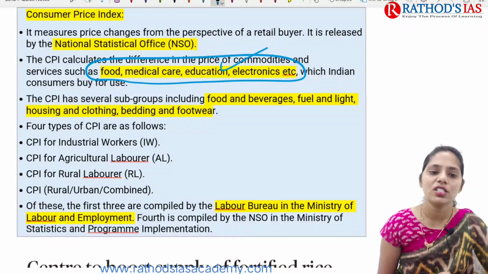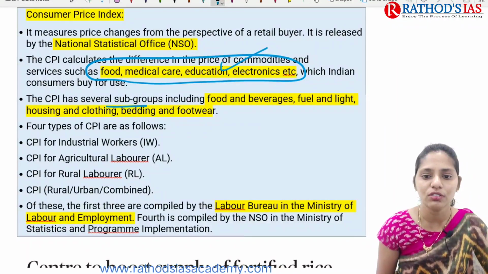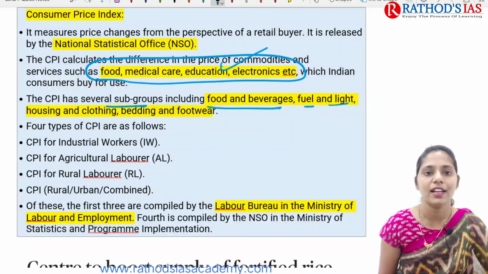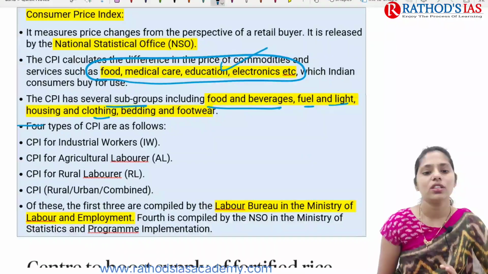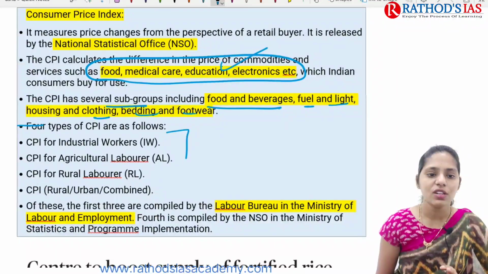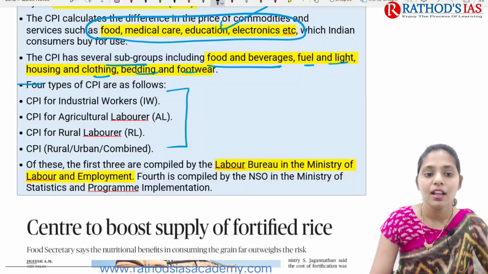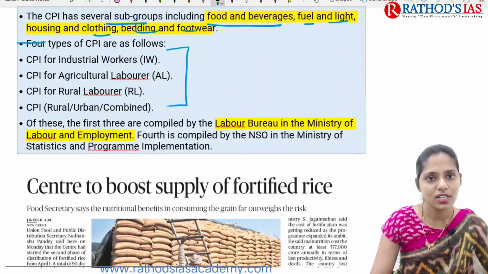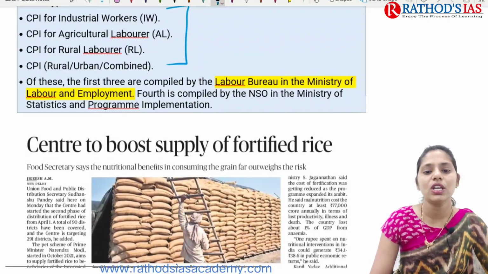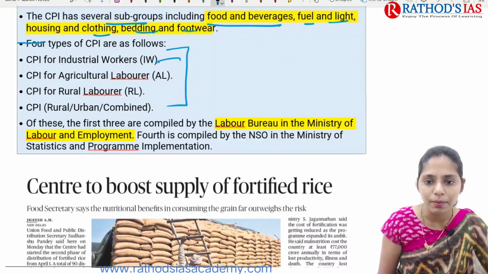CPI has several subgroupings, including food and beverages, fuel and light, housing, clothing, bedding and footwear. Actually, we have 4 types of CPI: CPI for industrial workers, IW, agricultural laborers, AL, rural laborers, RL, and combined. The first 3 are mainly compiled by the Labour Bureau.